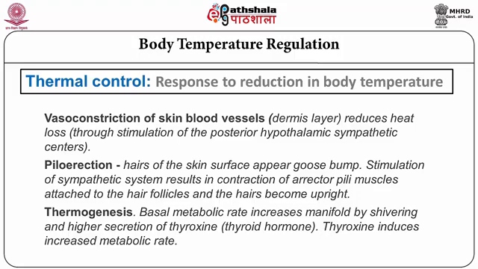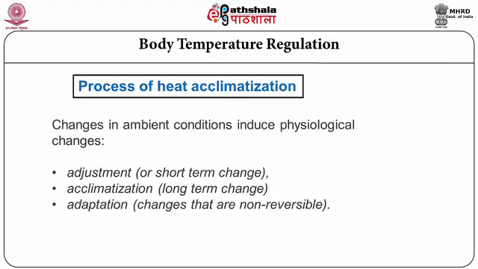Similarly, you have seen a situation called piloerection, when the hairs of the skin surface appear as goosebumps. The sympathetic system gets stimulated and the muscles of the skin follicles get contracted and the hairs become upright. The thyroxine from the thyroid gland increases metabolic rate, which we often call thermogenesis, that increases basal metabolic rate manifold. Finally, I will discuss heat acclimatization.